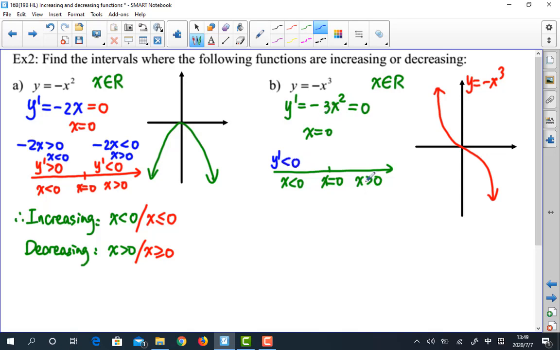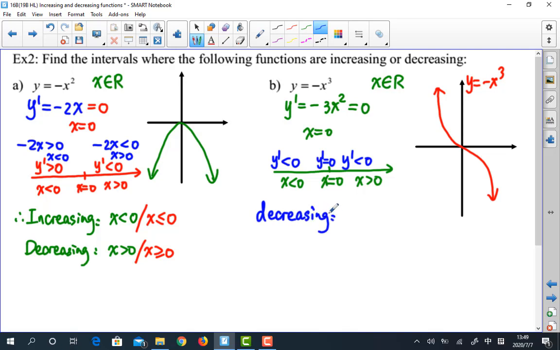Negative. So pick up any value from the x is greater than 0 interval, 1. 1 squared, 1 times negative 3. Y prime is also negative. And at this point, y prime is equal to 0. You will see when x is less than 0, y prime is less than 0, decreasing. When x is greater than 0, y prime is less than 0. So y is decreasing. So this function only has a decreasing interval.